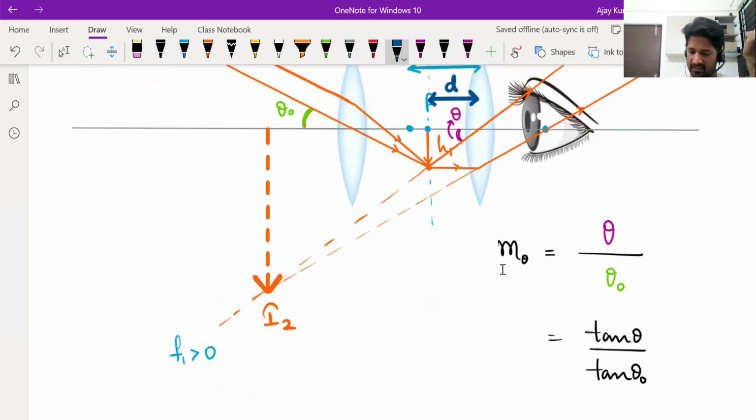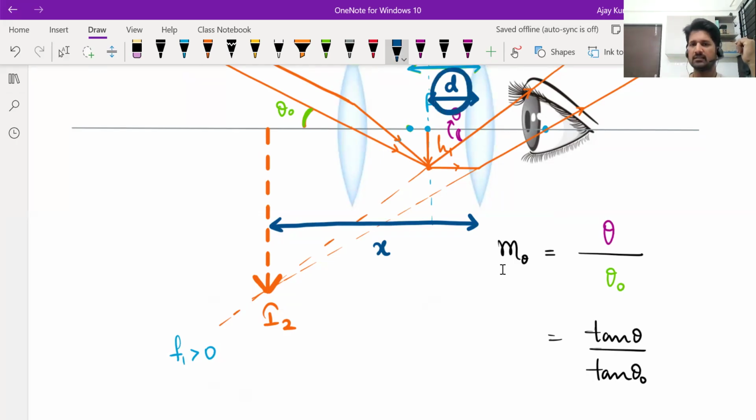And what is x? This is x, where the final image forms. That is what they are going to give you in the problem. Depending on where the final image forms, you can adjust this distance.